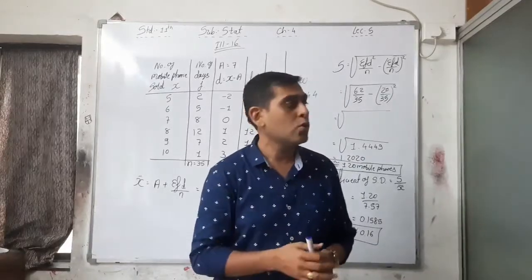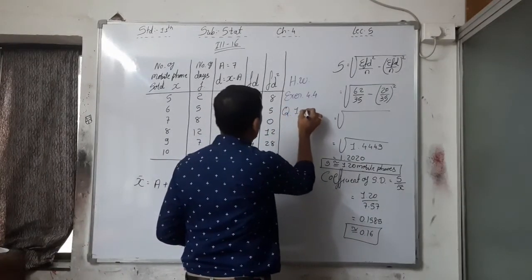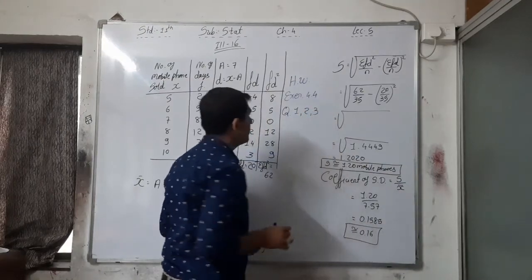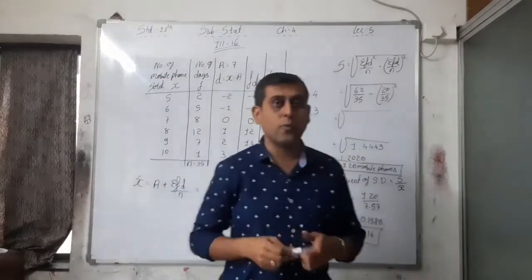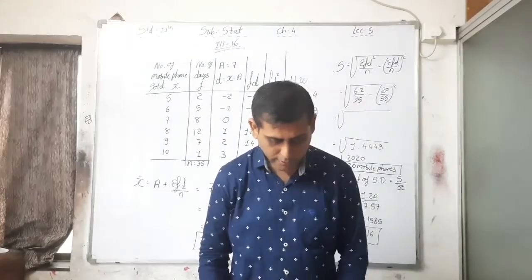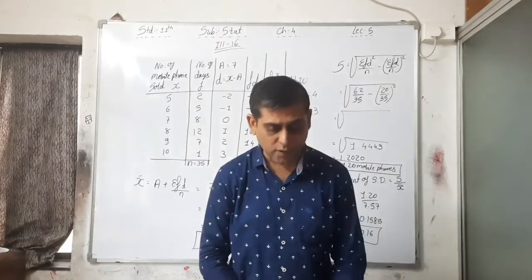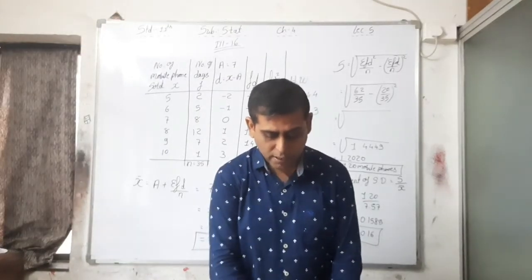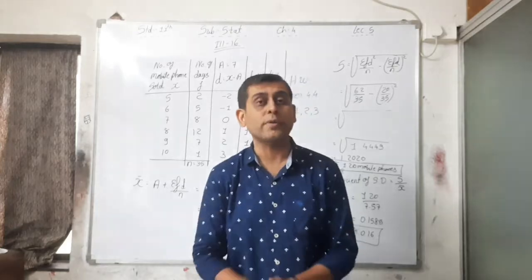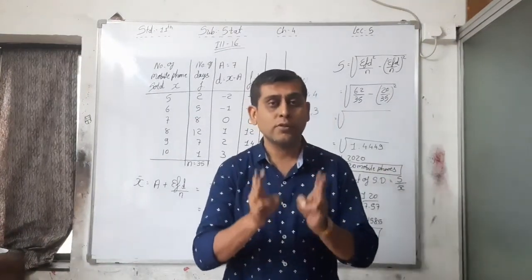Okay, so here you have to do question number 1, 2 and 3 of exercise 4.1. That is your homework. Okay, so up to illustration number 16 we completed in the illustration book, and in our exercise book we completed up to exercise 4.3, and now 4.4 sums.